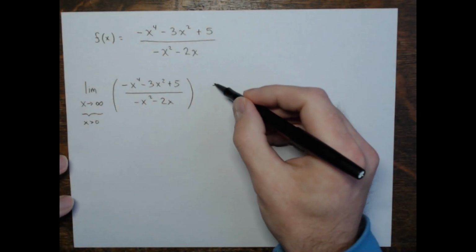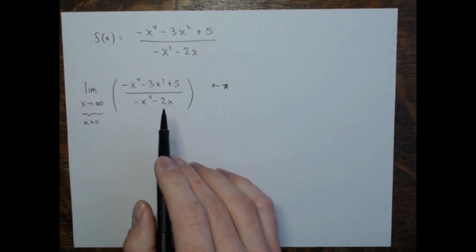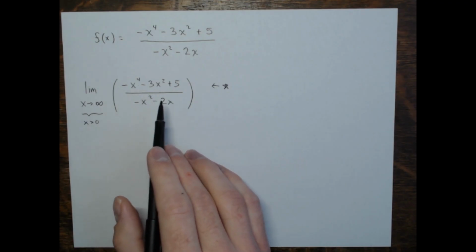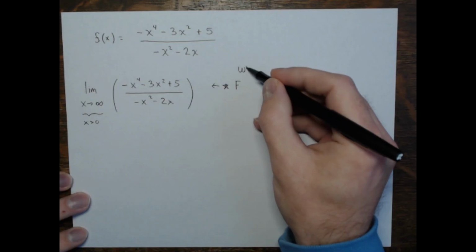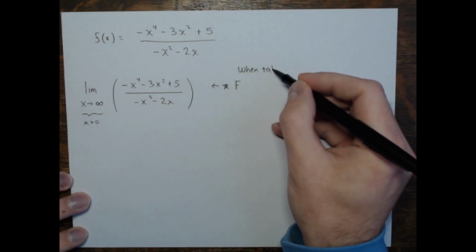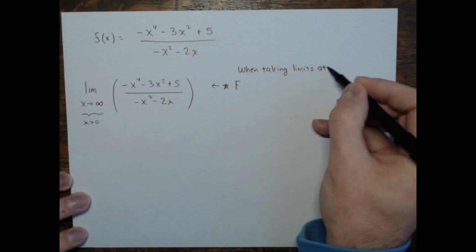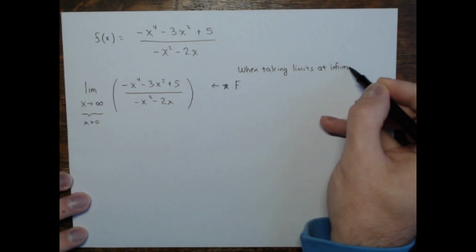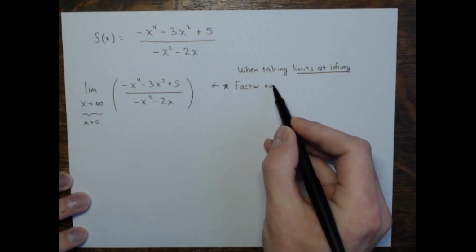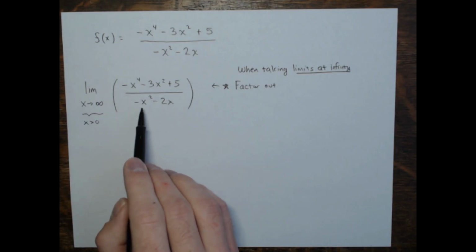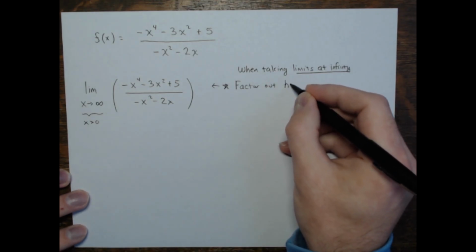So my little tip for you is in these algebraic expressions, rationals, and you might see ones with roots later, when taking limits at infinity, again, this is only for when we're doing limits at one of the infinities. All right, so just these here. I'm going to factor out the dominant terms, all right, the highest power on the variable. I'm going to factor out the highest power of x.